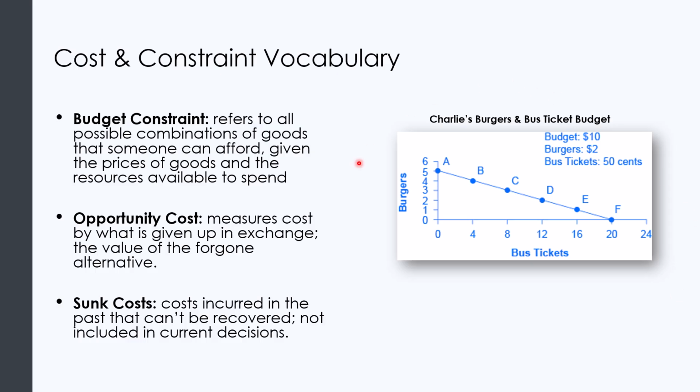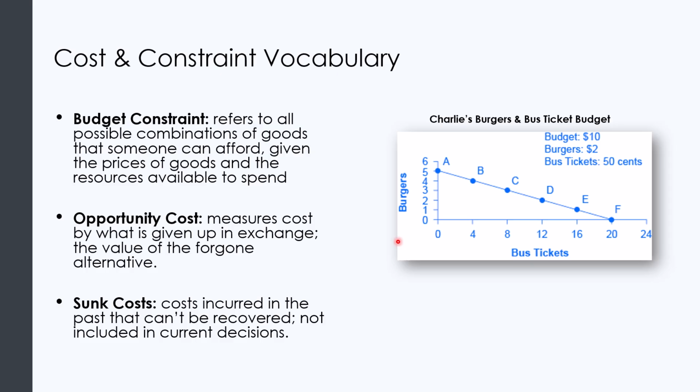Here, we're going to be using through our chapter an example, a really simple one, with Charlie. Charlie has a budget of $10 and he only has 2 products to choose from. We're going to make this model as simple as possible. He'll be able to buy burgers or he'll be able to buy bus tickets with his budget. So what we have is a budget constraint of $10 and some combinations of burgers and bus tickets he'll be able to get.